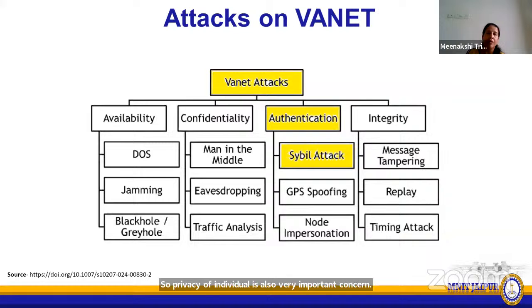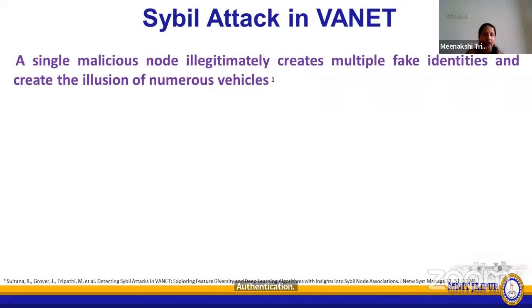So if we talk about the attacks on the VANET, broadly based on the kind of security goal, we can divide them like this. Since my focus in today's talk is on Sybil attack, it is an attack on authentication. What happens in a Sybil attack is a single malicious node illegitimately creates multiple fake identities and creates the illusion of numerous vehicles.